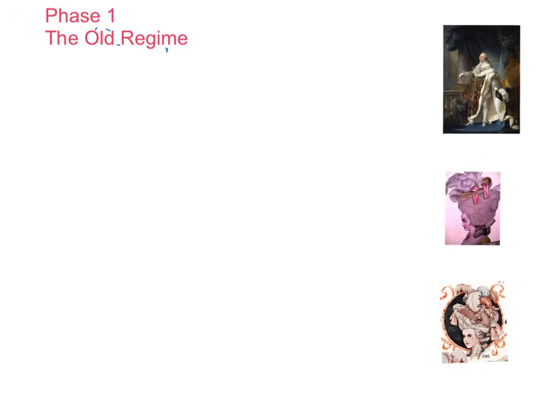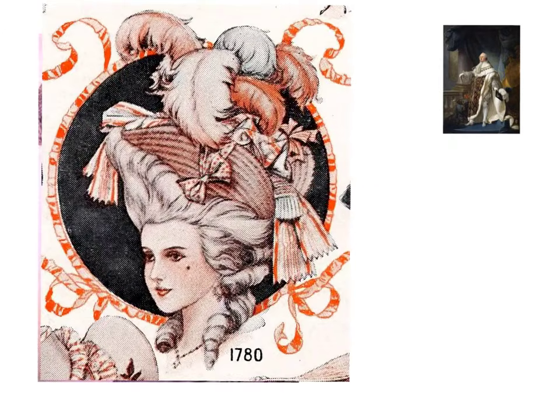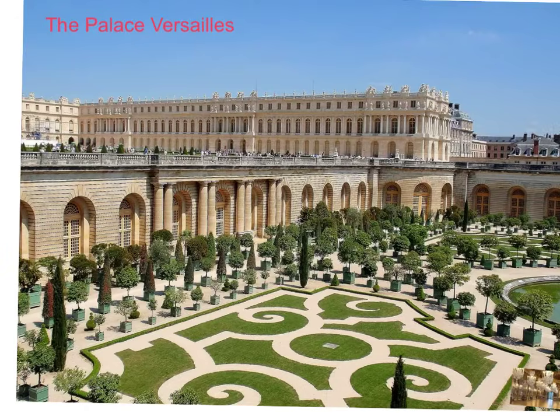He also had his wife, Queen Marie Antoinette, who had a nickname called Madame Deficit. She loved her hairdos, as you could see in these pictures. And they lived the high life, especially at the expense of the peasant.